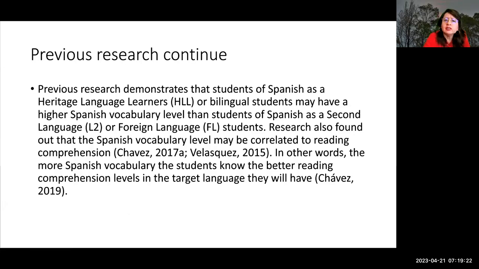Previous research demonstrates that students of Spanish as a heritage language, or bilingual students, may have a higher Spanish vocabulary level than students of Spanish as a second language or foreign language students. Research also found that the Spanish vocabulary level may be correlated to reading comprehension. In other words, the more Spanish vocabulary the students know, the better reading comprehension levels in the target language they will have.